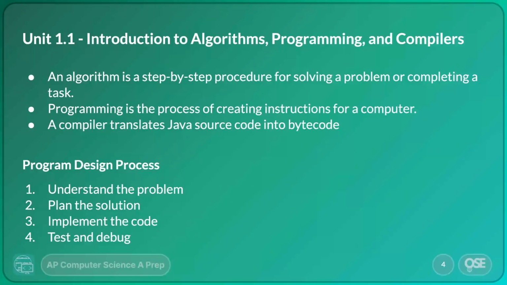For APCSA, you have to understand the program design process. The design process consists of 4 steps. First, you have to understand the problem. Second, you plan the solution. Third, you implement the code. And fourth, you test and debug. Since there are no conceptual free response questions on the CSA exam, you won't ever need to articulate this process, but make sure you have a good understanding in order to effectively answer the FRQ programming questions.